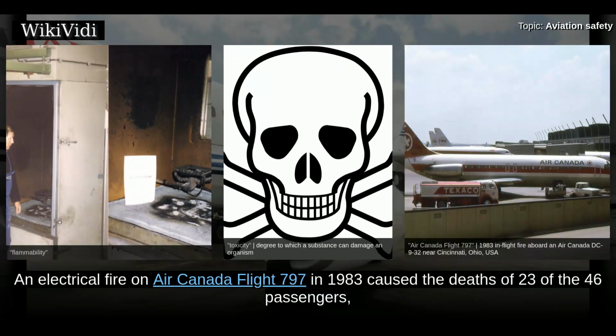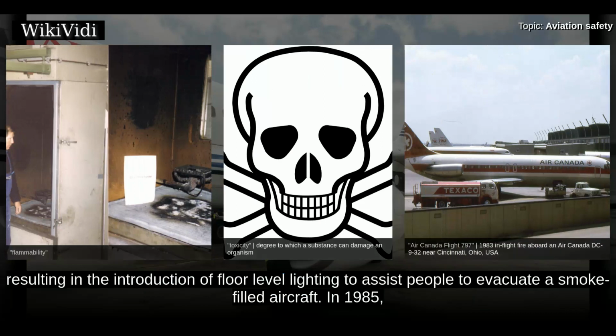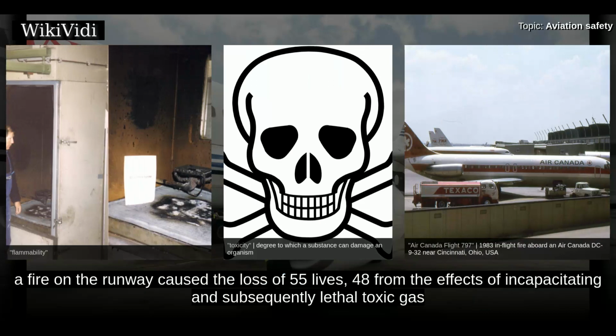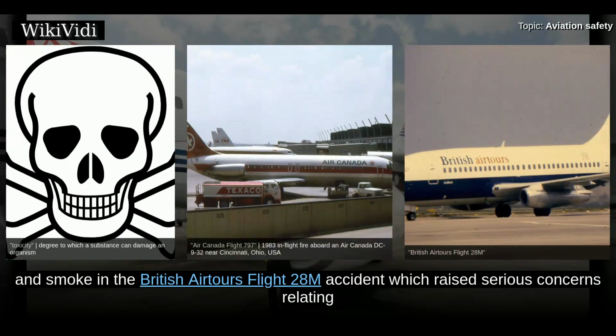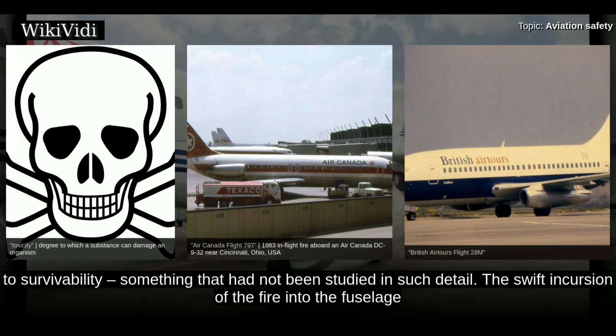An electrical fire on Air Canada Flight 797 in 1983 caused the deaths of 23 of the 46 passengers, resulting in the introduction of floor-level lighting to assist people to evacuate a smoke-filled aircraft. In 1985, a fire on the runway caused the loss of 55 lives, 48 from the effects of incapacitating and subsequently lethal toxic gas and smoke in the British Air Tours Flight 28M accident, which raised serious concerns relating to survivability, something that had not been studied in such detail.